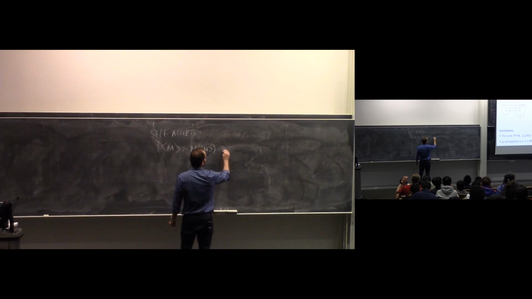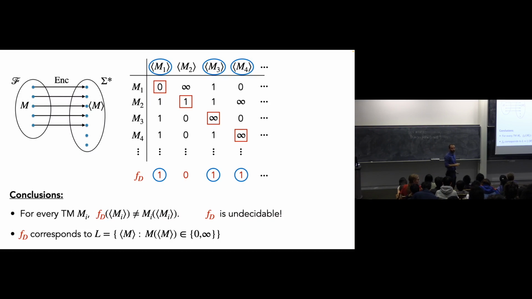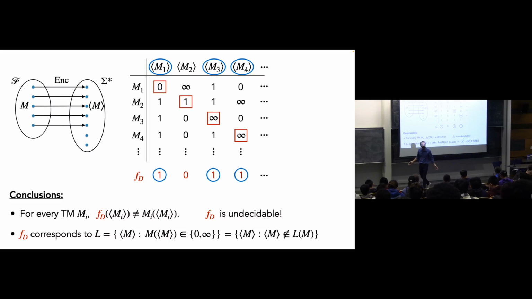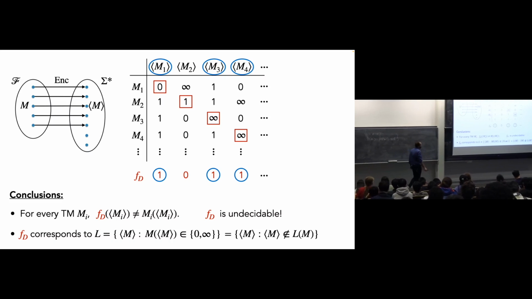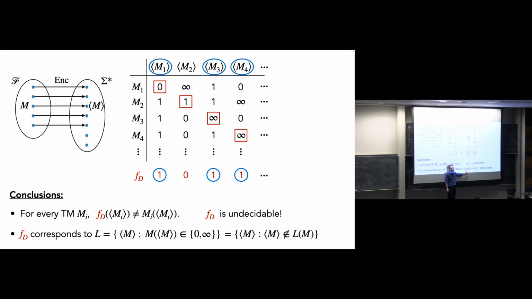M of M is 1, right? Question? Yeah, it's basically the complement. It doesn't self-accept. M on M either rejects or goes into an infinite loop. So in some sense, all those Turing machines M that do not self-accept. It's the opposite of self-accepting.